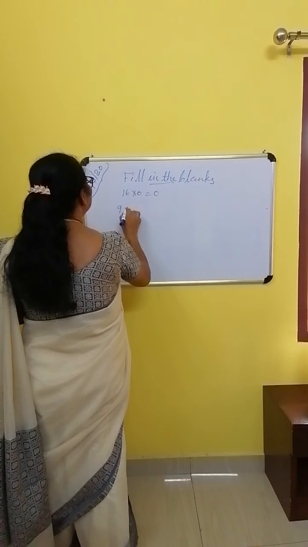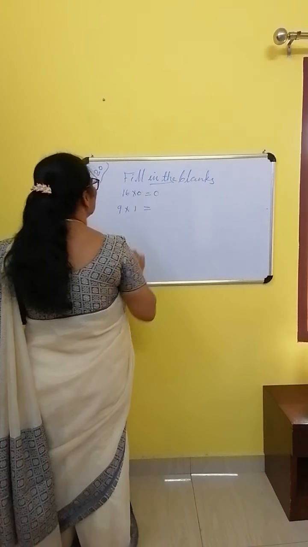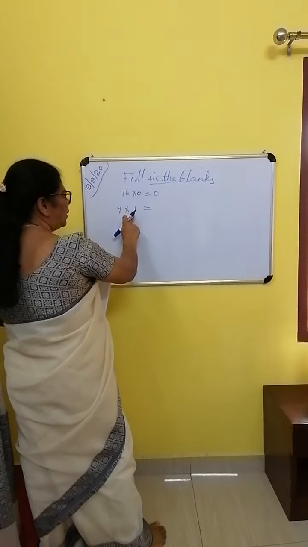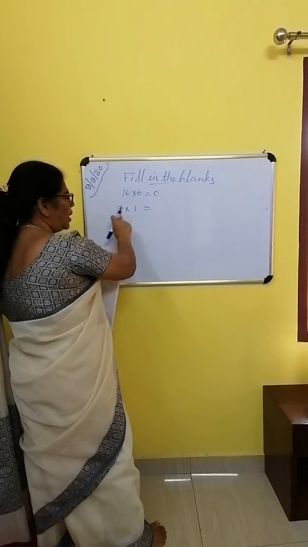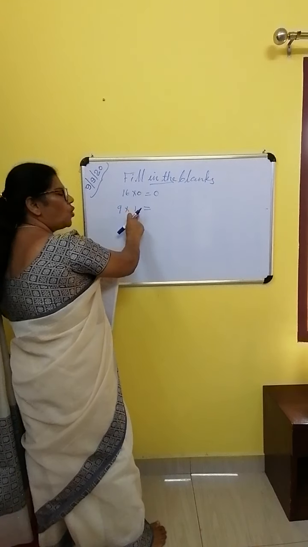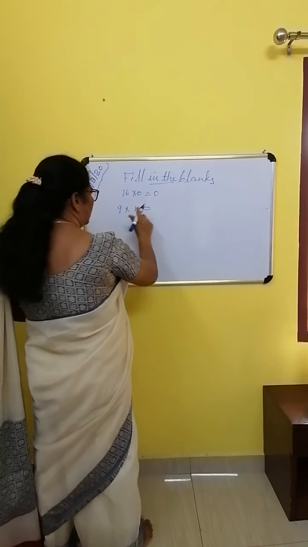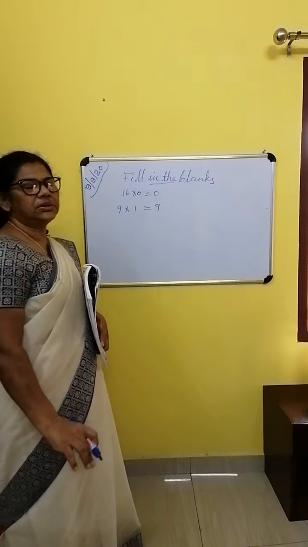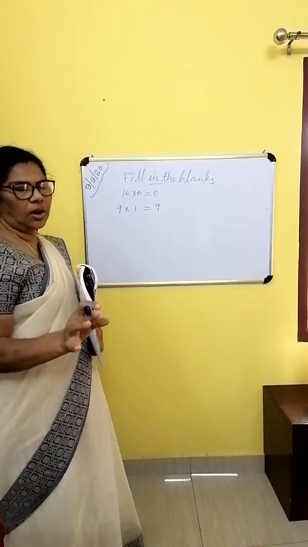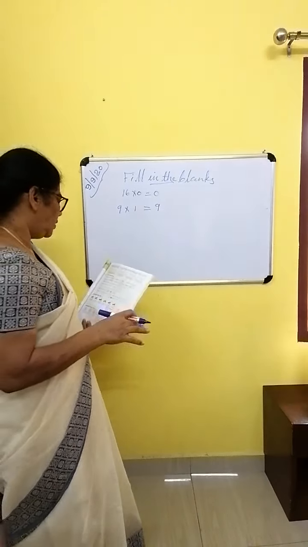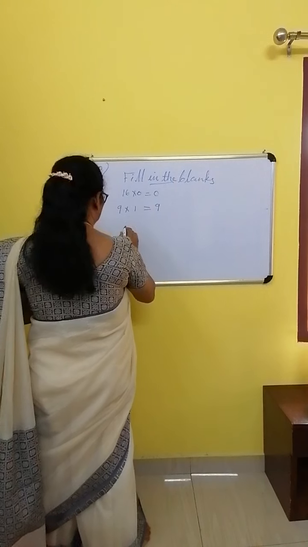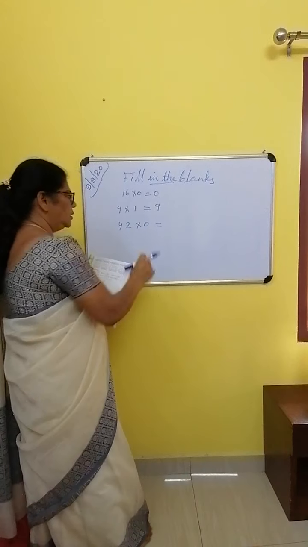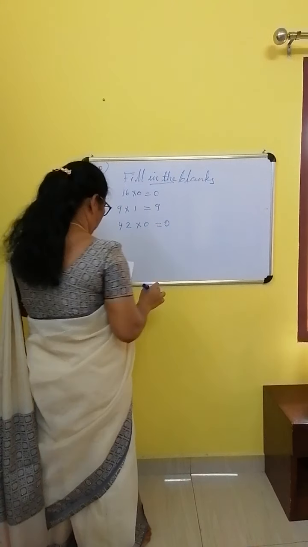Then when we multiply a number by 1, the product will be the number itself. That means 9 is repeated only one time. It is not repeated. 9 is written only one time. So that is 9 only. Don't forget, if a number is multiplied by 1, the answer will be the number itself. Then 42 into 0. What will be the answer? 0 is there, so the answer will be 0.